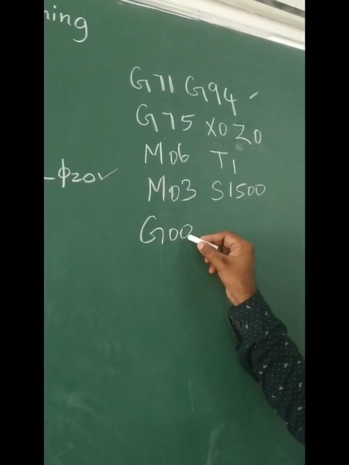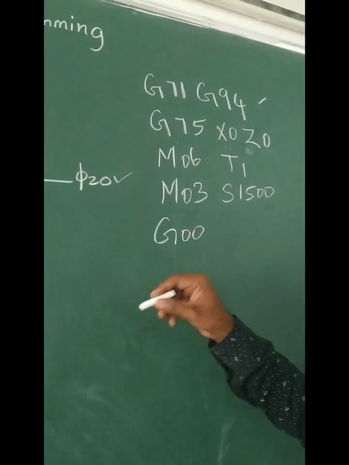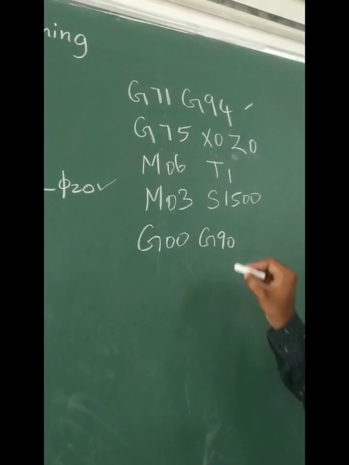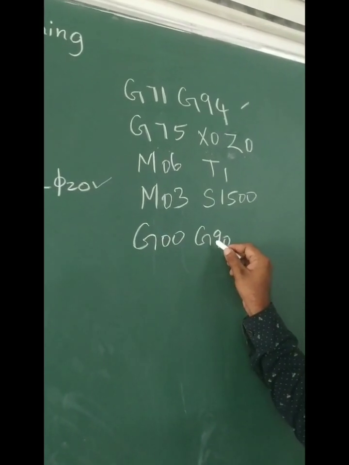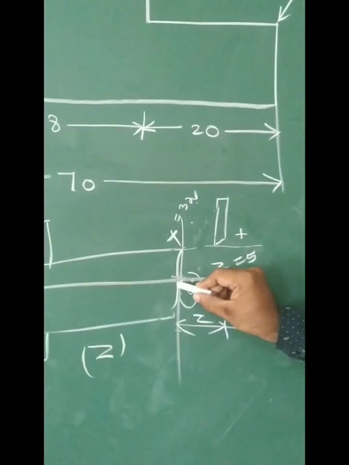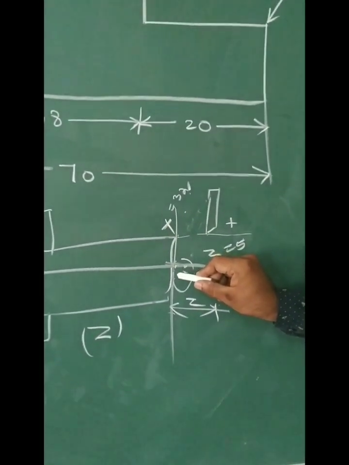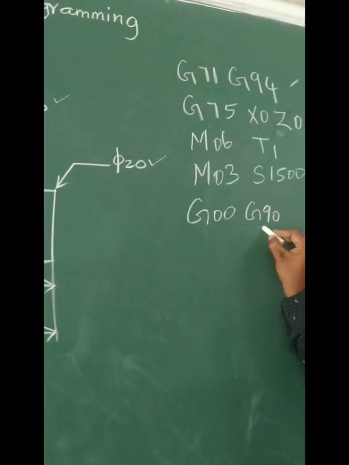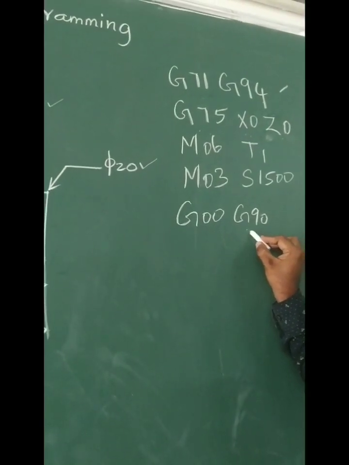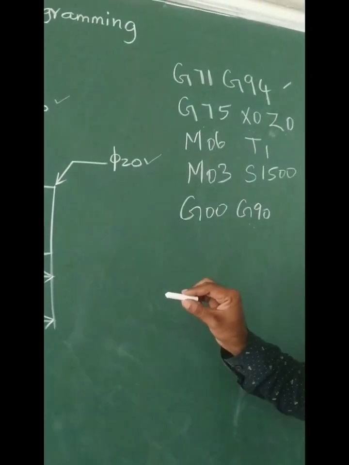G00 indicates a rapid, quick movement of the tool. G90 is the absolute mode of programming. Here this is the 0, 0 point. For every dimension, this is the 0, 0 point, and it is never going to change. That is the principle behind the absolute mode of programming: the reference point never changes.